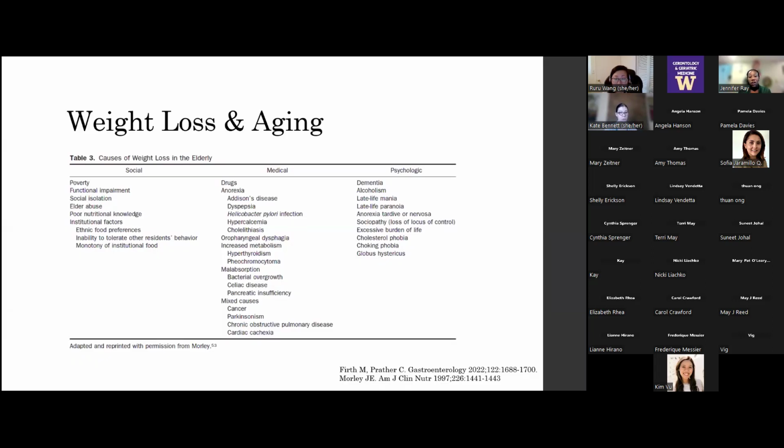These are different causes for weight loss in aging. So you have the social, which I mentioned previously: ethnic food preferences, lack of resources. Medical, with GI obviously playing a strong component of that. You can have cancers, endocrinopathies, medications as a potential cause, and then psychological causes: dementia, cognitive decline, or alcoholism. Hopefully not in all these populations, but we definitely do see that.